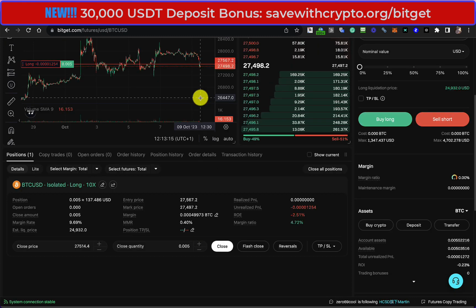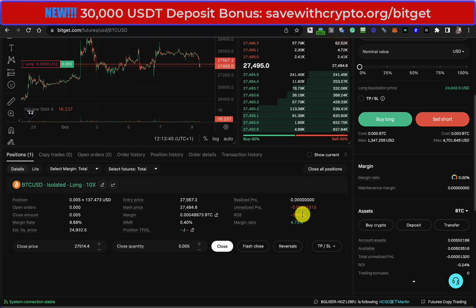Now, one thing to note here is the liquidation price. This is really important because what would happen if the value of Bitcoin got down to that value, or even close to that, say 25,000, this loss here would be nearly 100%. At that point, if it becomes 100%, the position gets liquidated and you lose the money.